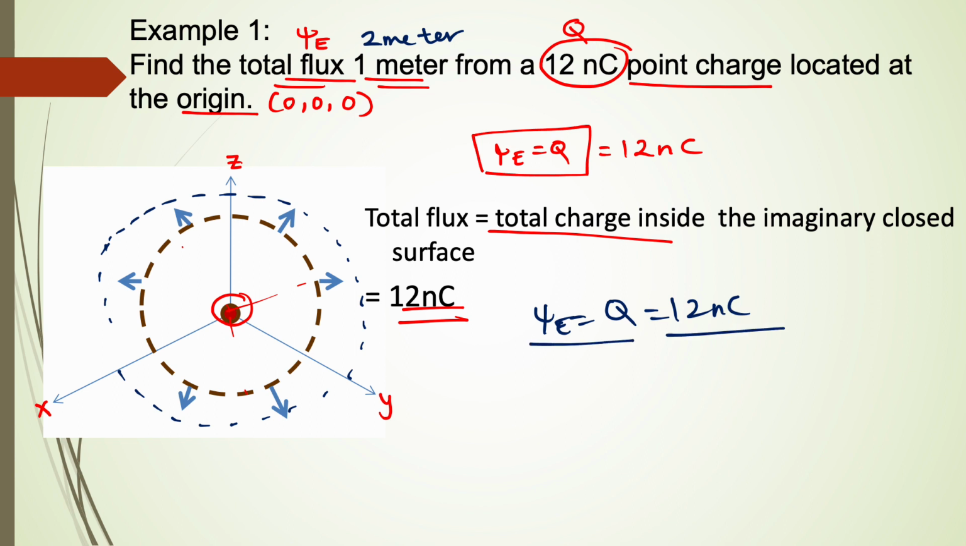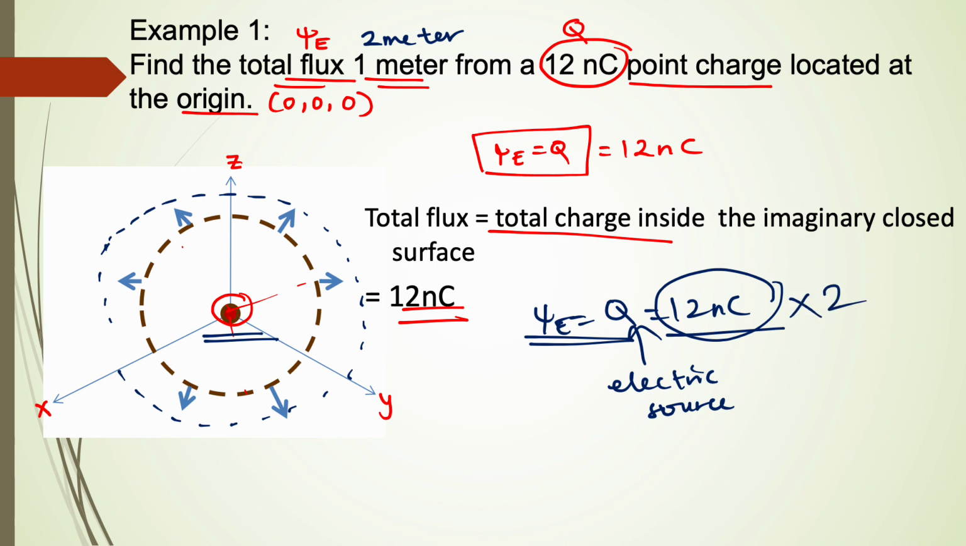We know the total flux is equal to Q, and we know the Q is coming from the electric source, which is now this point charge. So what are we going to do? Will it remain as 12 nanocoulomb, or do you have to multiply it by 2 since it is at 2 meter?